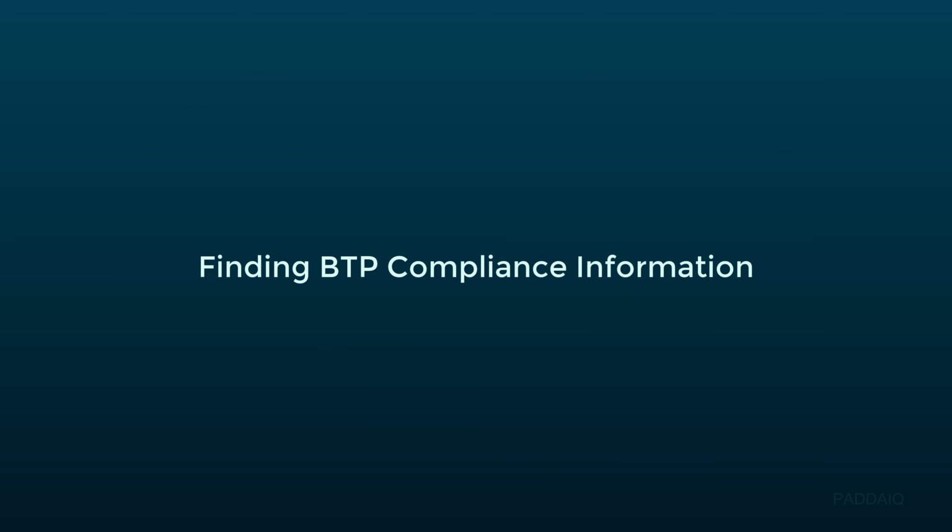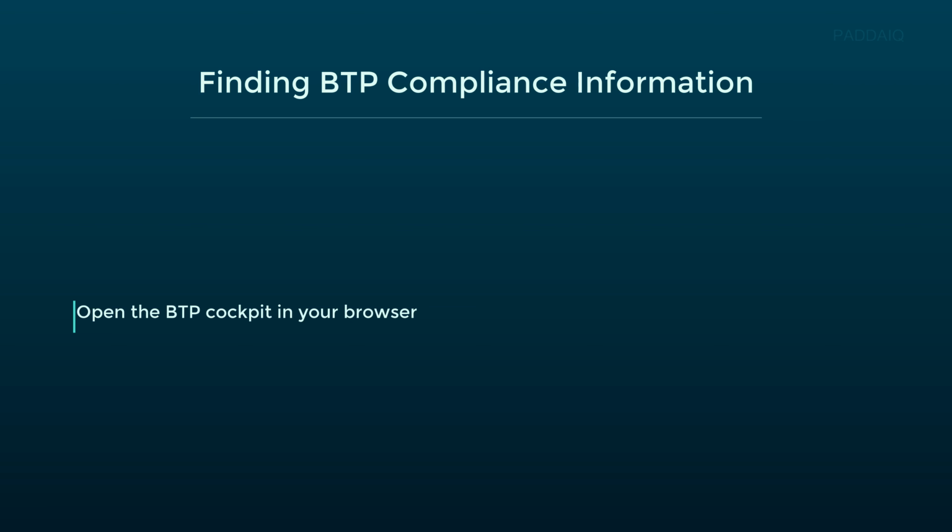Finding BTP compliance information. Open the BTP cockpit in your browser. This means accessing the central web interface where you manage all your BTP services and settings. For example, you navigate to the cockpit URL to check your system's security certifications. This direct access is your first step to verifying compliance.